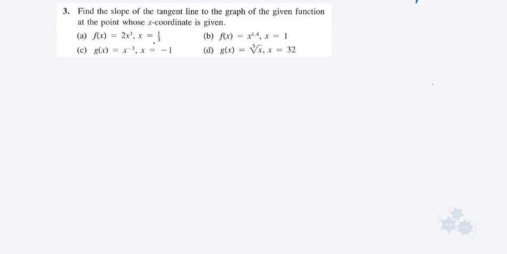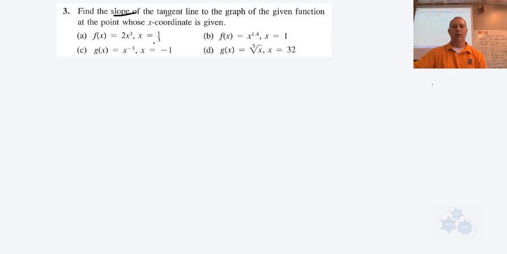Okay, so what happens if we are asked to find the slope of the tangent line to the given function at the x-coordinate that's given? Probably what you want to do is find the general derivative first, like find the derivative of the function with x, and then plug that x value in to get your actual value. That's going to be the easiest.